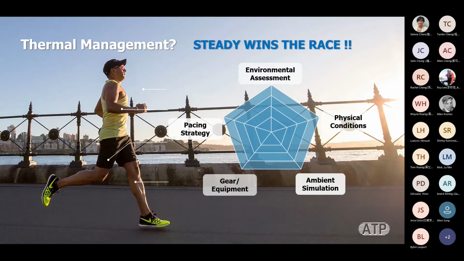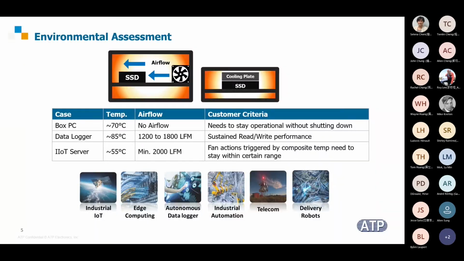Let's start from understanding the environment. What are the weather and road conditions? Just like, what's the system's environment? It can be a box PC, data logger, or IoT server, with various temperature, airflow, and customers' criteria. Like running under the sun, people provide water and supplies. Some systems install powerful fans or cooling plates for heat dissipation at high temperature.